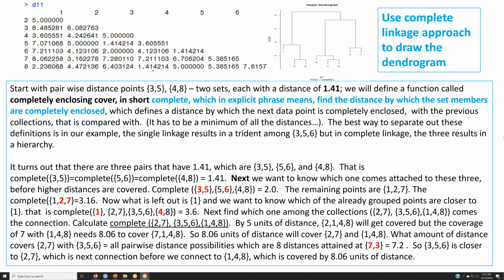So start with pairwise distance again. 3, 5, and 4, 8 are two sets, each with a distance of 1.4. You'll define a function called completely enclosing cover. Don't worry about the terminology, which is basically the linkage you are using. Completely enclosing means the maximum distance is used, so it will enclose, which defines the distance by which the next data point is completely enclosed with the previous collections.